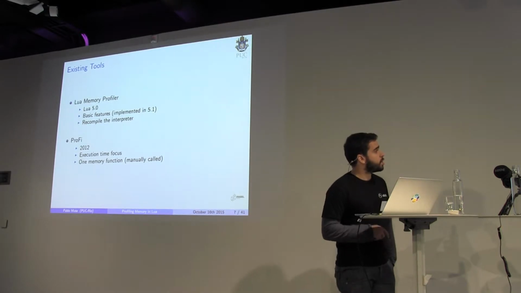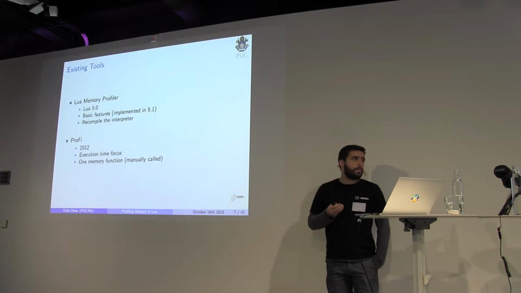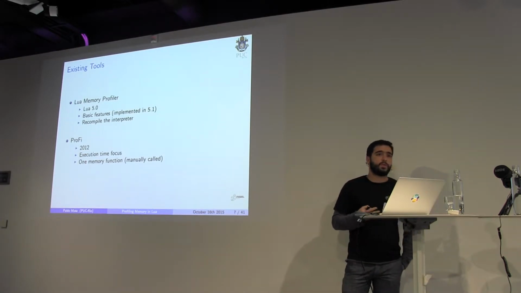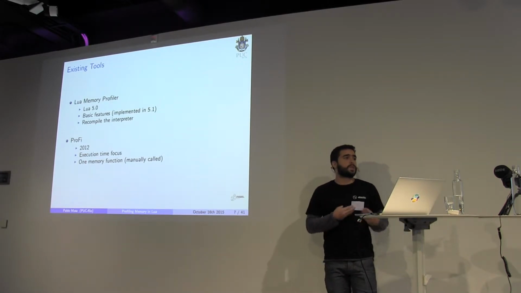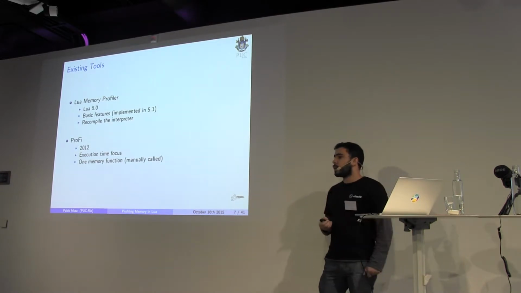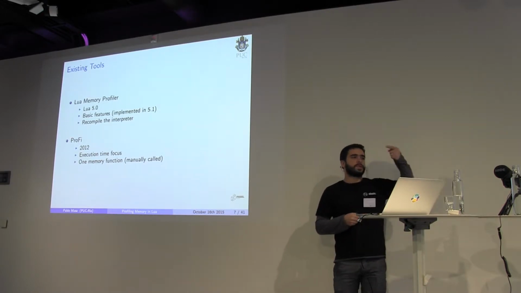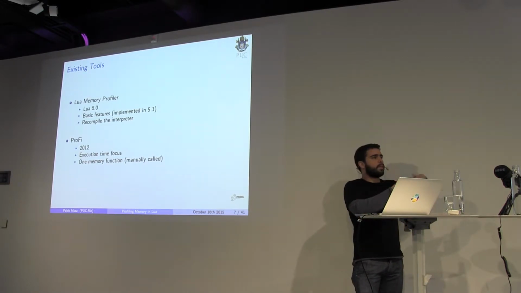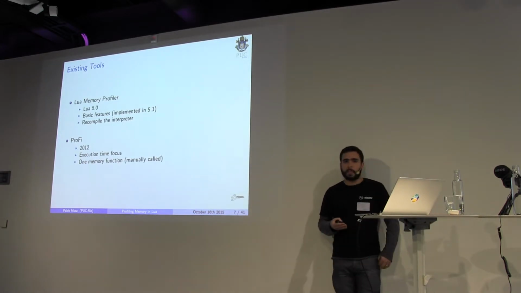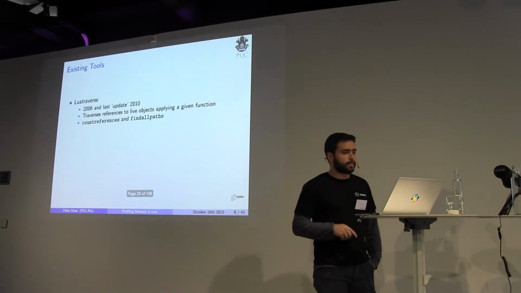There is Profi, which dates from 2012, and it had pretty much an execution time focus. So it was profiling pretty much execution time and not memory. It had one memory function that you need to manually call every time you want it. So you need to put start profiling, stop profiling, and then you get back the results of how was the use of this chunk of code.